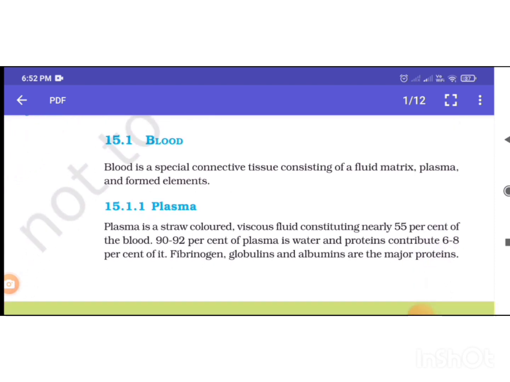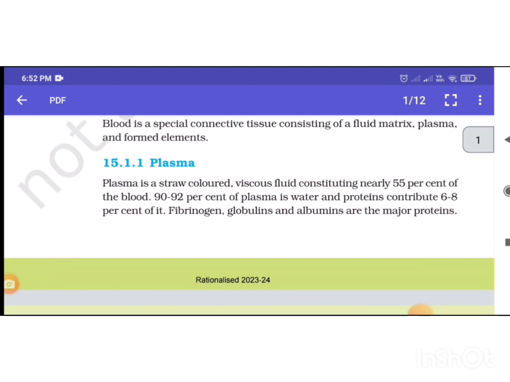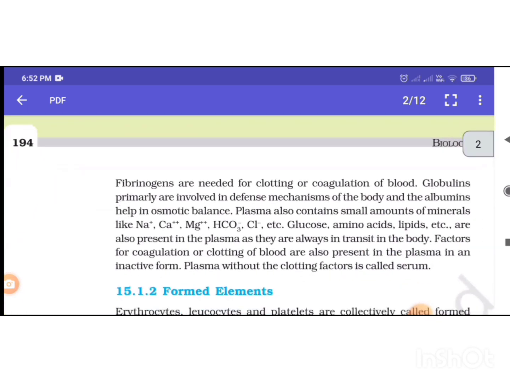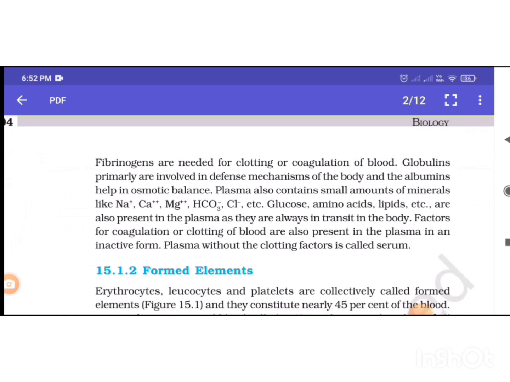Blood is a special connective tissue consisting of the fluid matrix, that is plasma, and the formed elements. Plasma is a straw colored viscous fluid constituting nearly 55% of the blood. 90 to 92% of plasma is water, and proteins contribute 6 to 8% of it. Fibrinogen, globulin, and albumin are the most important proteins. Fibrinogen is needed for clotting or coagulation of blood. Globulin is primarily involved in defense mechanisms of the body, and albumin helps in osmotic balance.